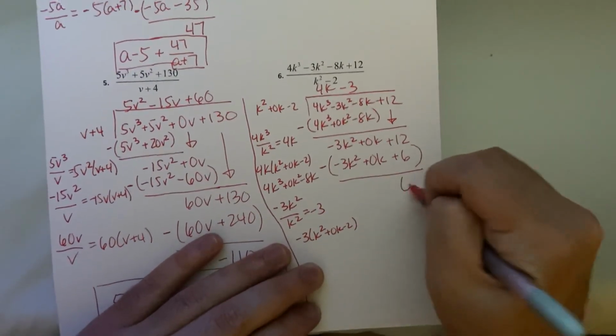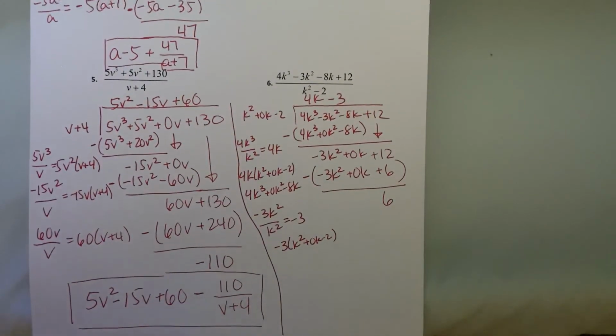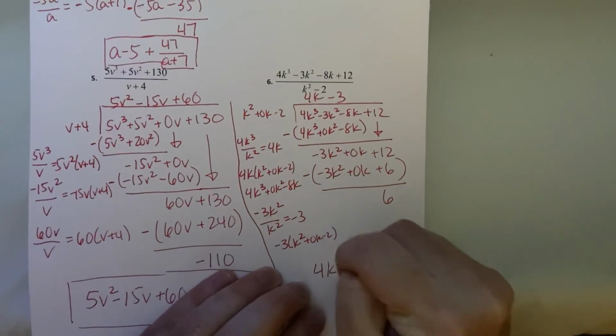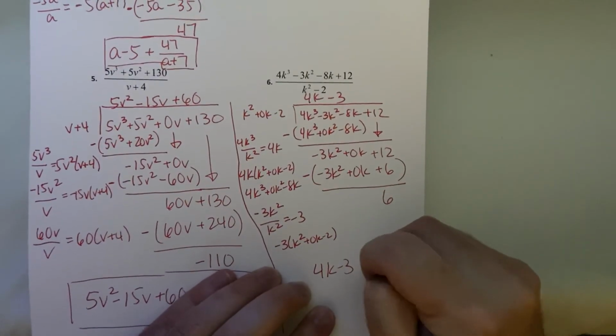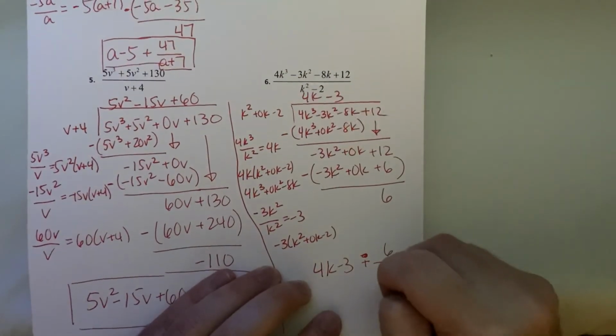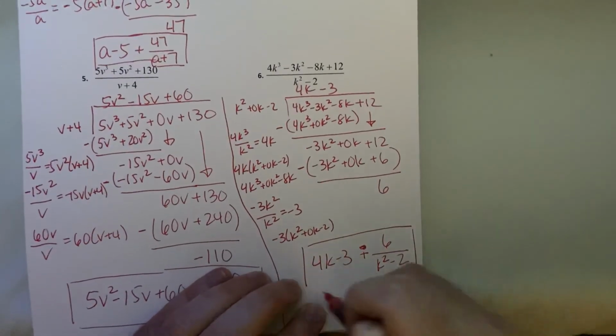Our remainder is 6. So the good news about when you have 3 terms on the outside is it takes you a little less time to get through it because you started with 3 at once. So my answer is 4k minus 3 plus the 6 over my original divisor, which is the k squared minus 2. I don't need the 0 anymore after it.